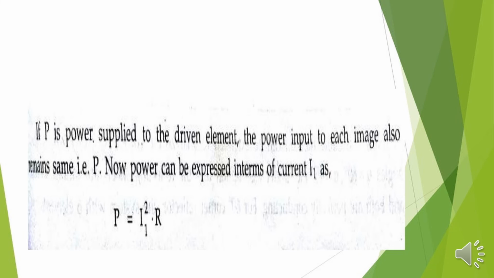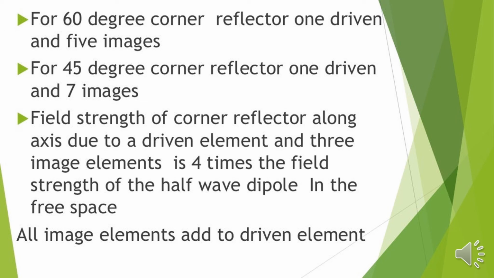Now coming to the calculation of power, if P is the power supplied to the driven element, then the power input to each image will also be P only. We express this in terms of current I. As we know, P is equal to I squared R, and the same applies here too. Since we have mentioned it as I1, P is equal to I1 squared into R.